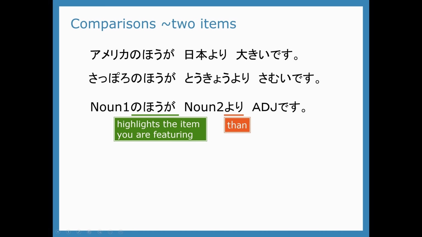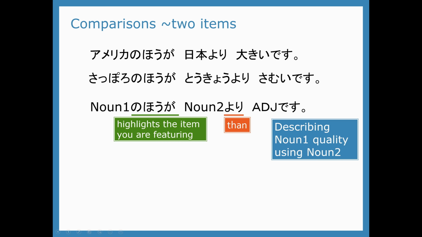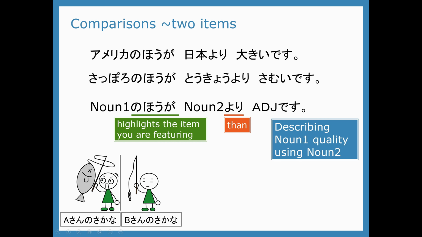And then noun 2, より. So this is the one that we are comparing against, the one that is less adjective. で, our adjective, whatever describes it. So we are describing something about noun 1 by comparing it to something about noun 2. So let's take a look.